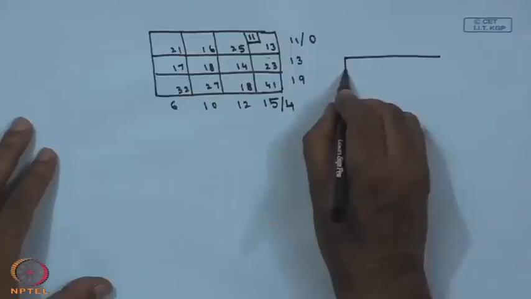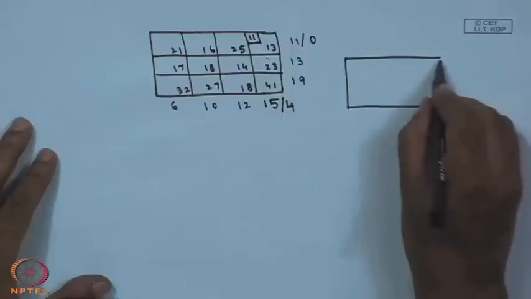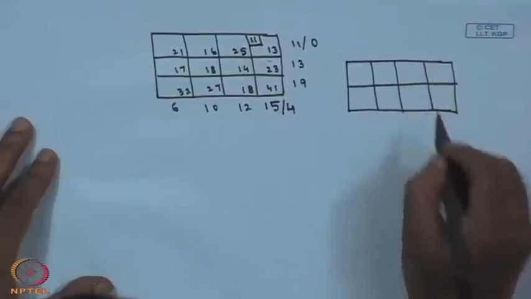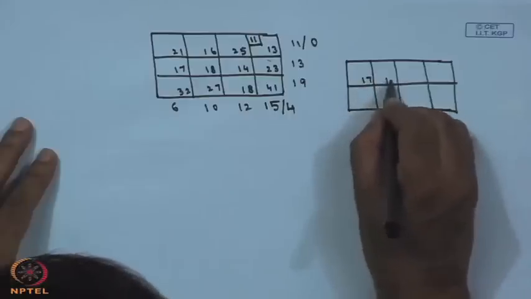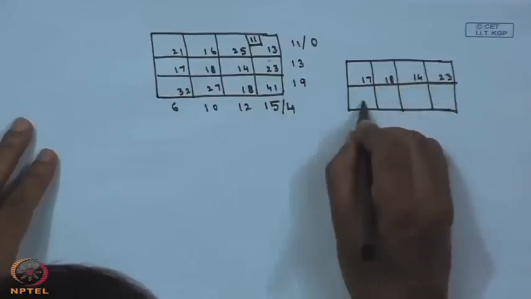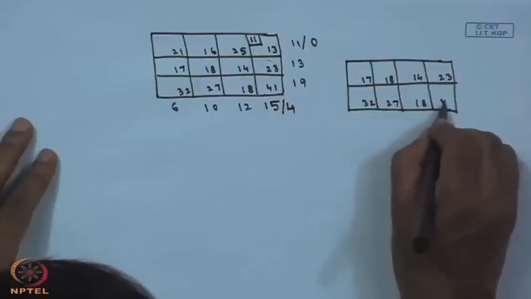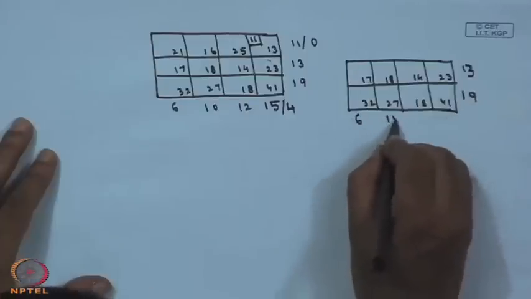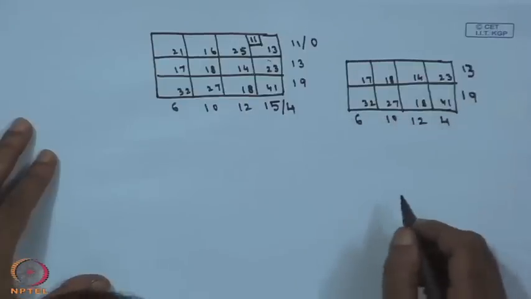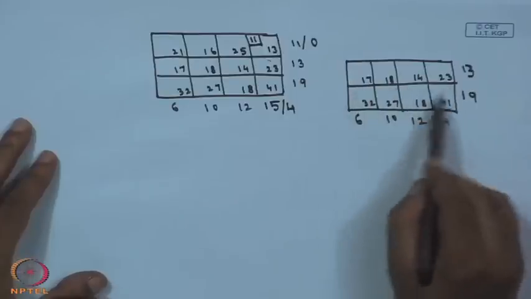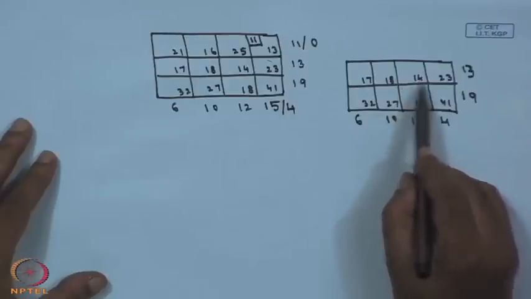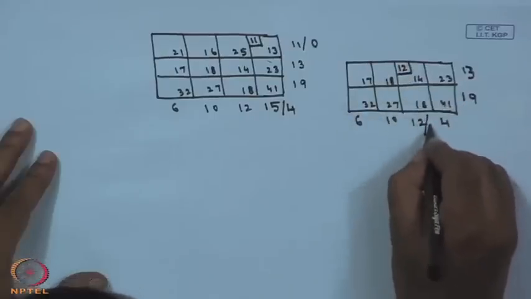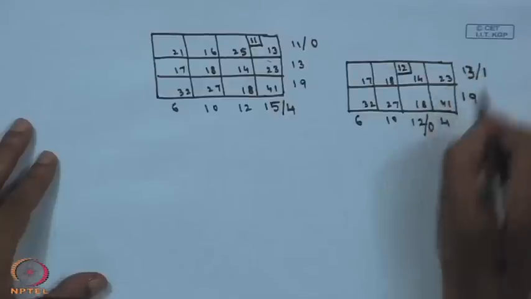I can remove this first row because the availability has been exhausted. So, in the next one you will have only 2 rows and 4 columns: 17, 18, 14 and 23, 32, 27, 18 and 41. Here it is 13 and 19, sorry not 11, it is 6, 10, 12 and 4. Now, the minimum of this is 14 on this cell. So, of 12 and 13 you are allocating 12 to this. So, this column is exhausted, demand is exhausted, here demand is 1.